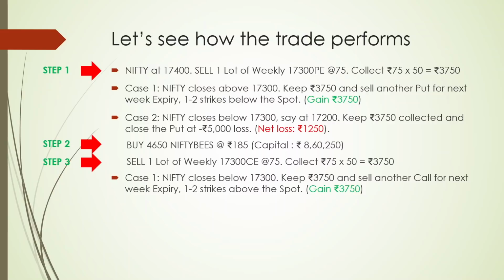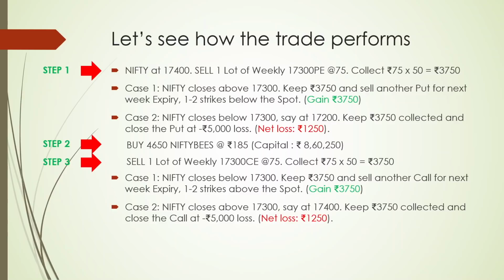In case by end of the week, when the Nifty expires, weekly expiry happens, if it closes below 17,300, you simply keep the premium because your call has expired out of the money, and you just keep the premium and sell another call for the next week expiry, same 1 or 2 strikes above the spot. If it is expiring at about 17,250 or 17,200, just 1 or 2 strikes above the spot, you can again sell 17,300.